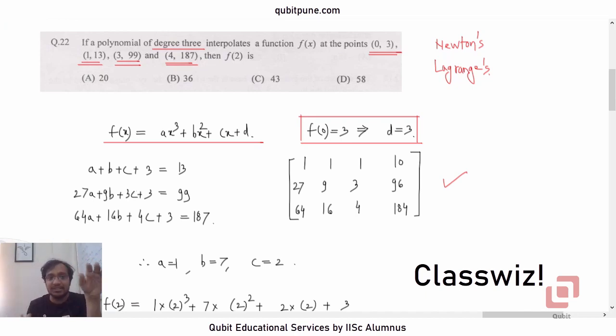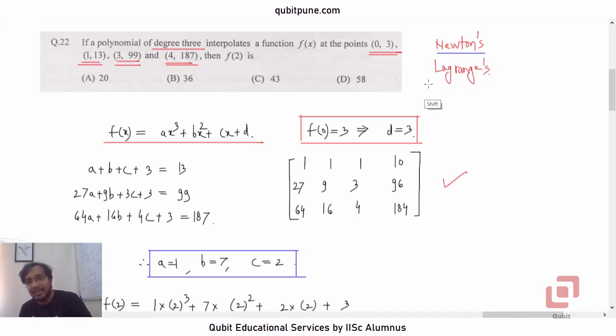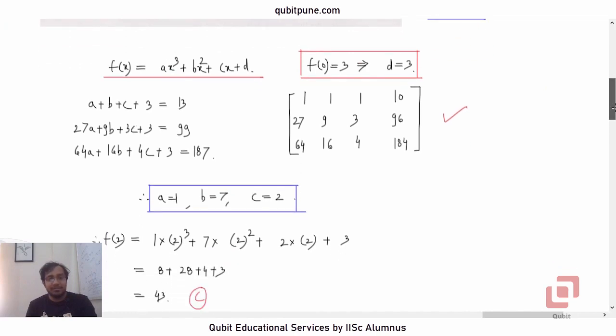But anyways, the point is you can actually plug in the augmented matrix in the calculator mode of linear equations and solve to get the values of a, b and c. So if you do that, you get the values of a, b, c as 1, 7 and 2. Of course, the actual way of solving these problems is using Newton's or Lagrange's interpolation formula, whichever is convenient to you. So next is very simple.